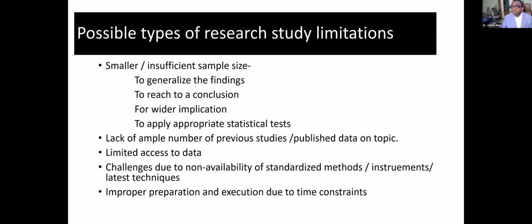Possible types of research study limitations: a small, insufficient sample size to generalize the findings, to reach a conclusion, to draw wider implications, or to apply appropriate statistical tests. Also, lack of an ample number of previous studies or published data on the topic, limited access to data, and challenges due to non-availability of standardized methods, instruments, and the latest techniques.